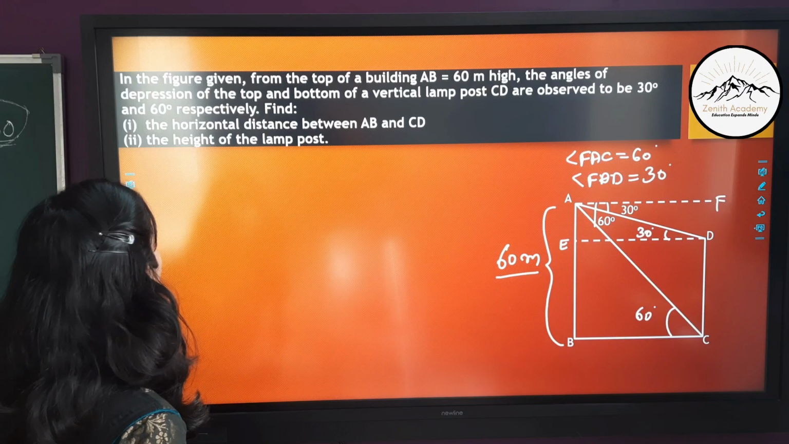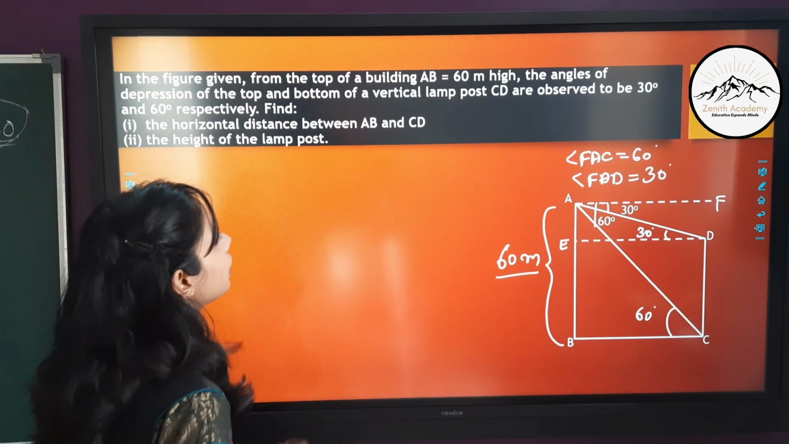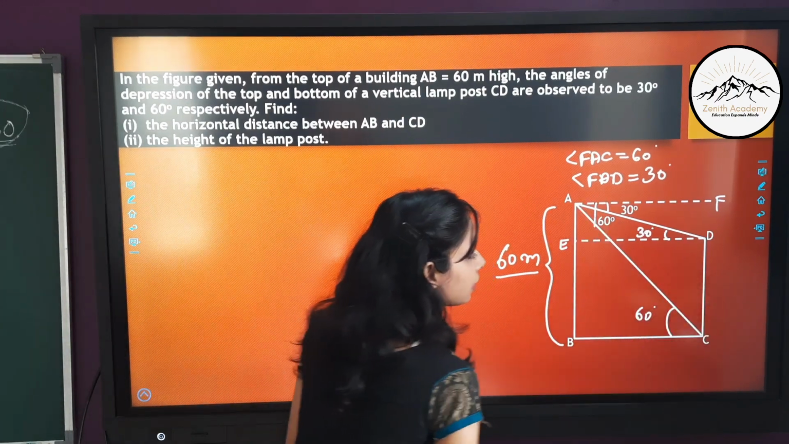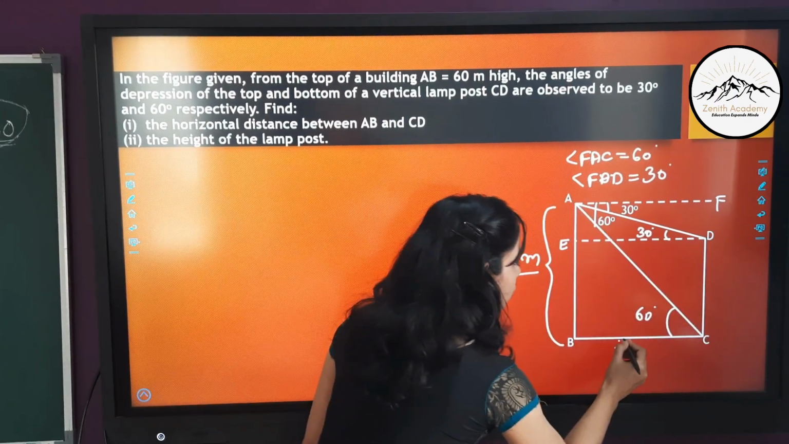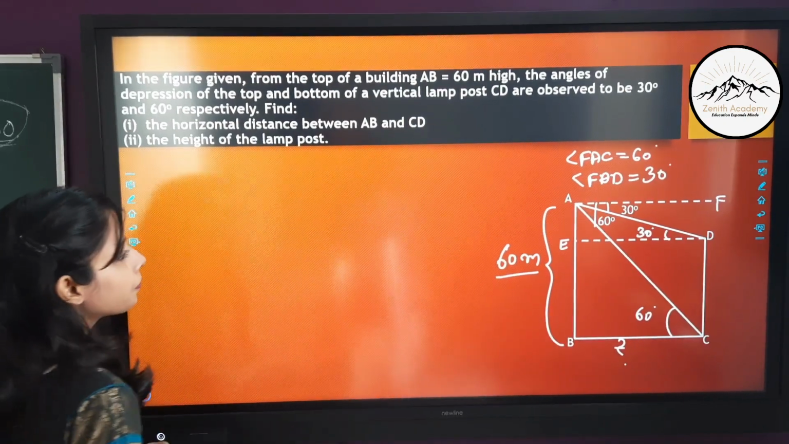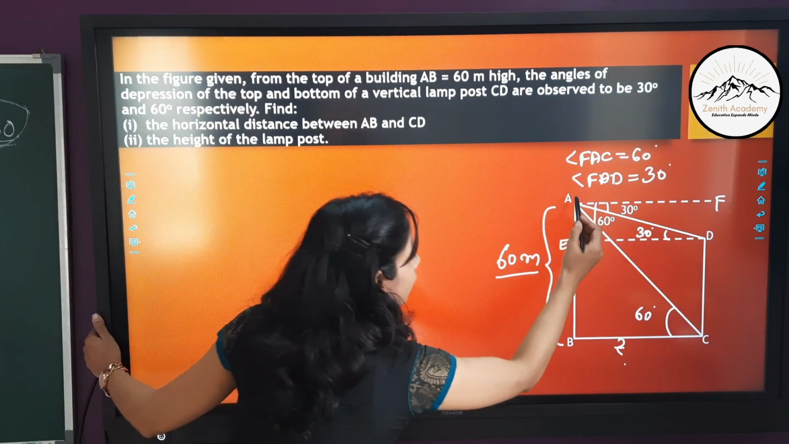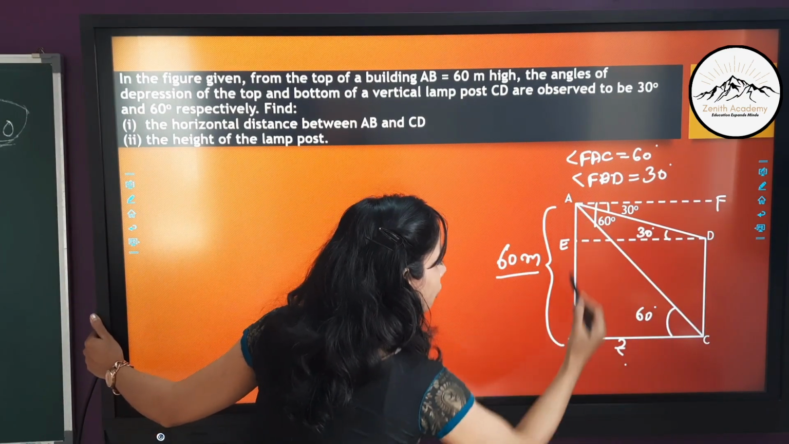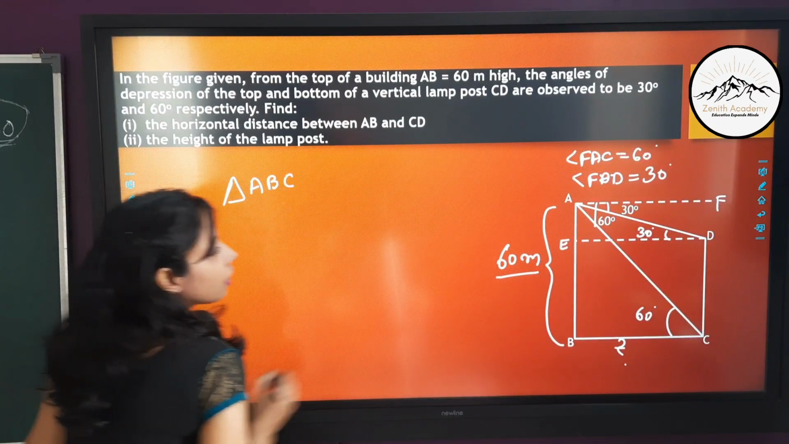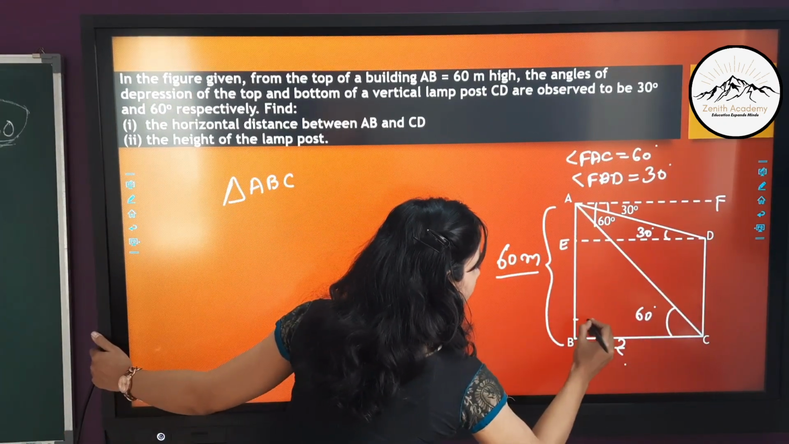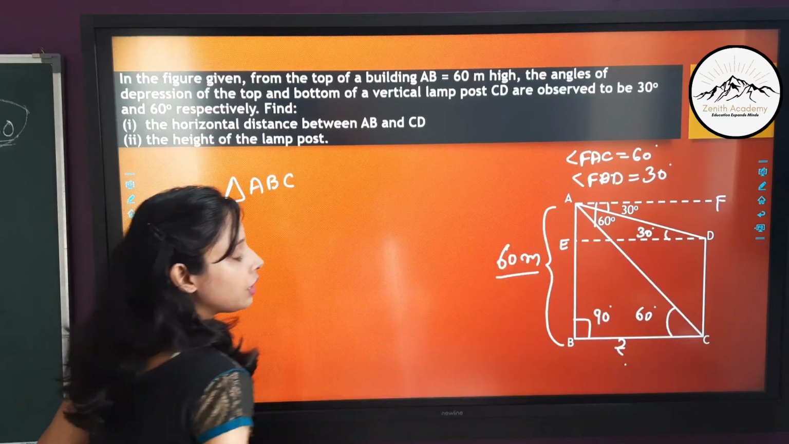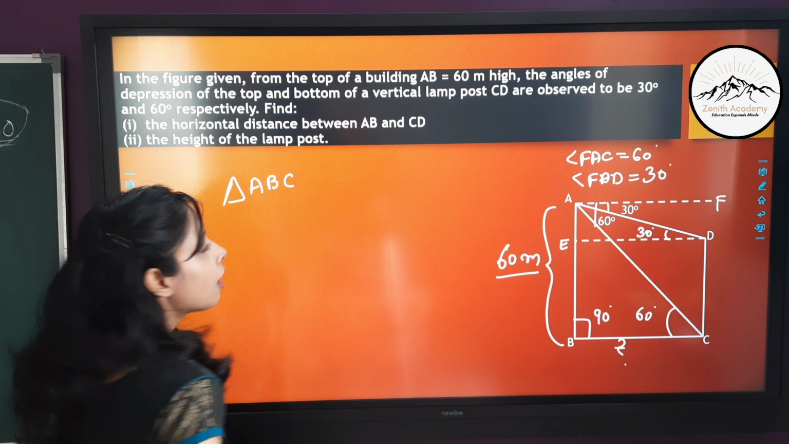Now what we need to find first? The horizontal distance between AB and CD. What is the horizontal distance between this whole AB and CD? It is BC. So this BC we need to find out. Now let's see how can we do that. If we see clearly this whole triangle ABC, in this ABC, angle B is 90 degrees. Okay, so AB is the perpendicular and BC is our base.